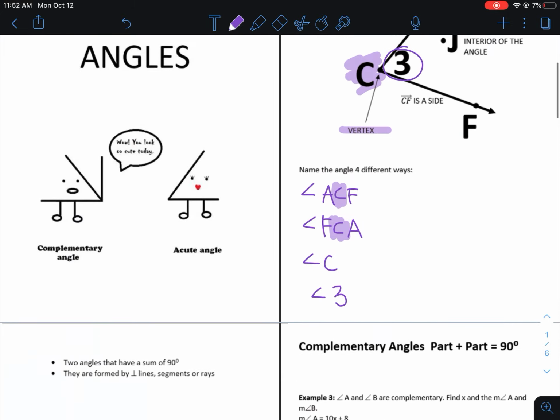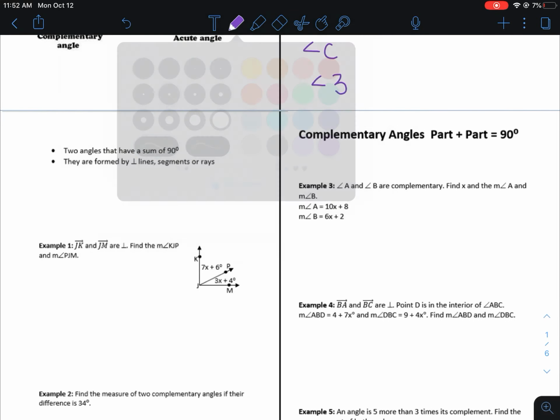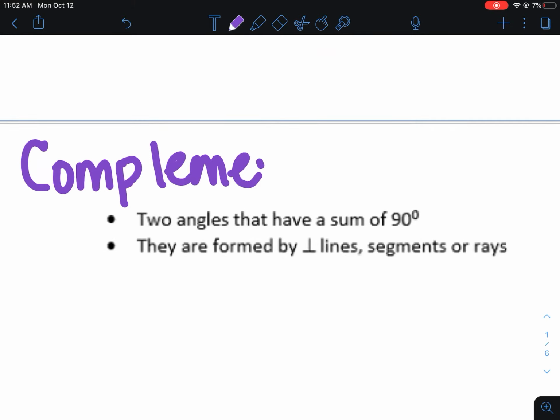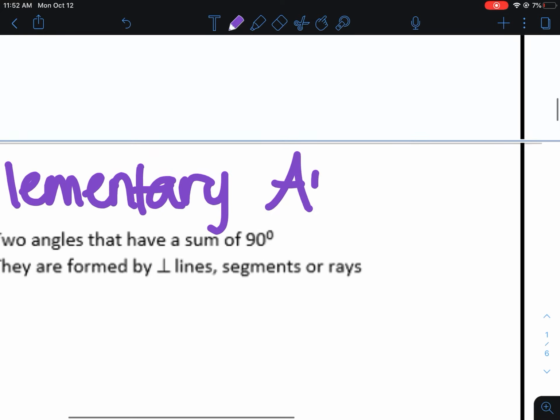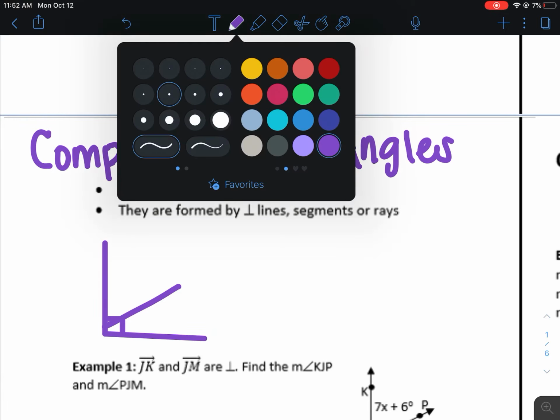All right, let's talk about complementary angles. So we'll start over here. Okay, so complementary angles are formed by perpendicular lines or segments or rays, and they make 90 degrees. Okay, so that's pretty much what you need to remember about that.